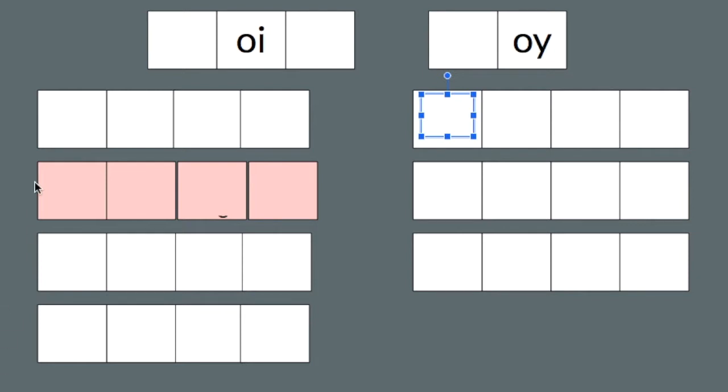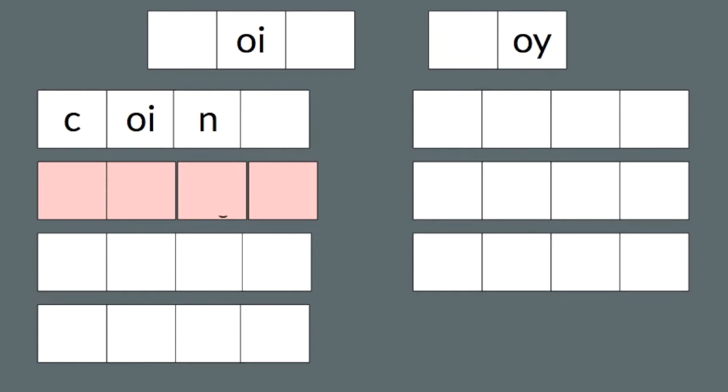Let's say I have the word coin. K, oi, n. The oi comes in the middle of the word, so we're going to use the oi pattern. K is spelled with a C. Oi, since it's in the middle, is oi. N is spelled with an N.